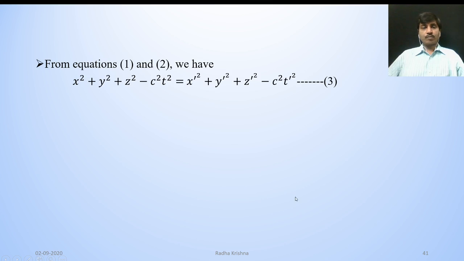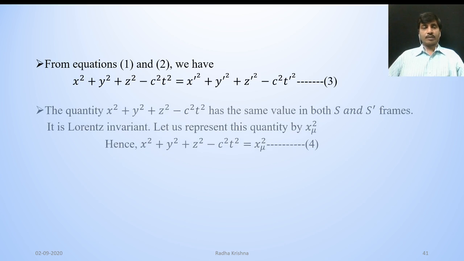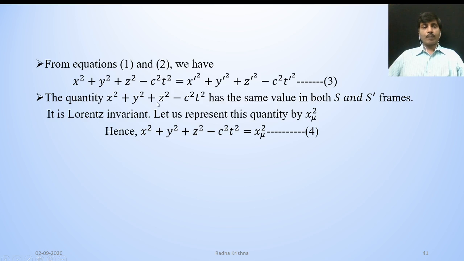From equations 1 and 2, we have x square plus y square plus z square minus c square t square is equal to x dash square plus y dash square plus z dash square minus c square t dash square. That is equation 3. The quantity x square plus y square plus z square minus c square t square has the same value in both inertial frames S and S dash. That means it is Lorentz invariant. Let us represent this quantity by x mu square. Hence, x square plus y square plus z square minus c square t square is equal to x mu square.